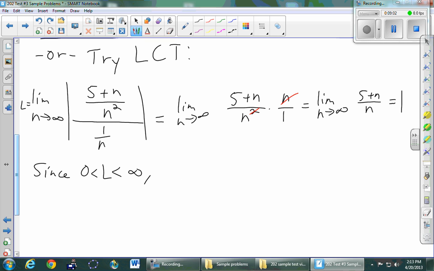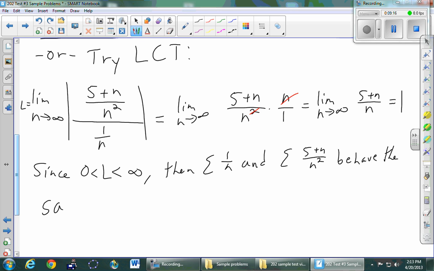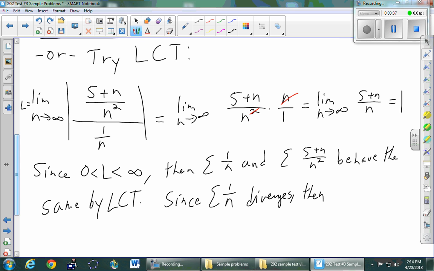So since that's true, then the sum of 1 over n and the sum of (5 plus n) over n squared behave the same by the limit comparison test. Either they both converge or they both diverge. And in this case, we've already established that the sum of 1 over n is the divergent harmonic series. Then we have that the series in question also diverges.